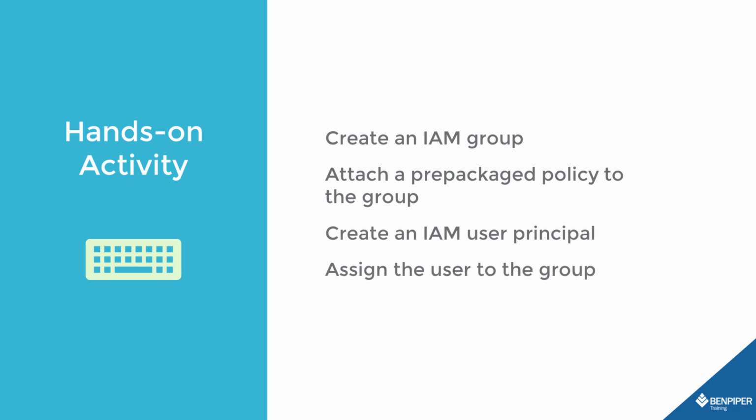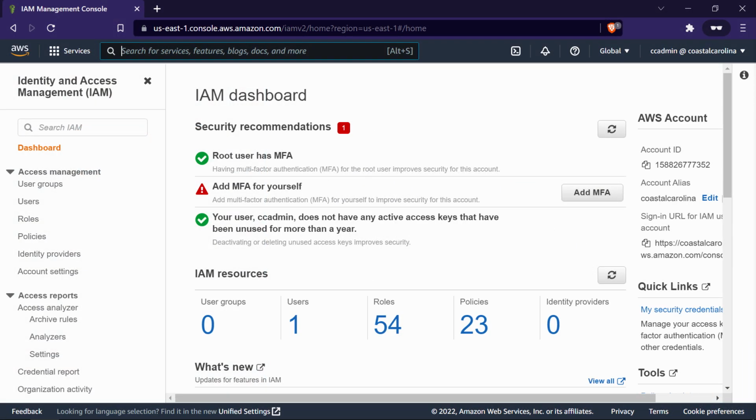We'll then give the user access to sign into the AWS Management Console, and we'll also generate an access key identifier and secret access key so the user can interact with AWS via the AWS command line. All right, let's jump over to the IAM Service Console. In the IAM Service Console, on the navigation menu, click on User Groups.